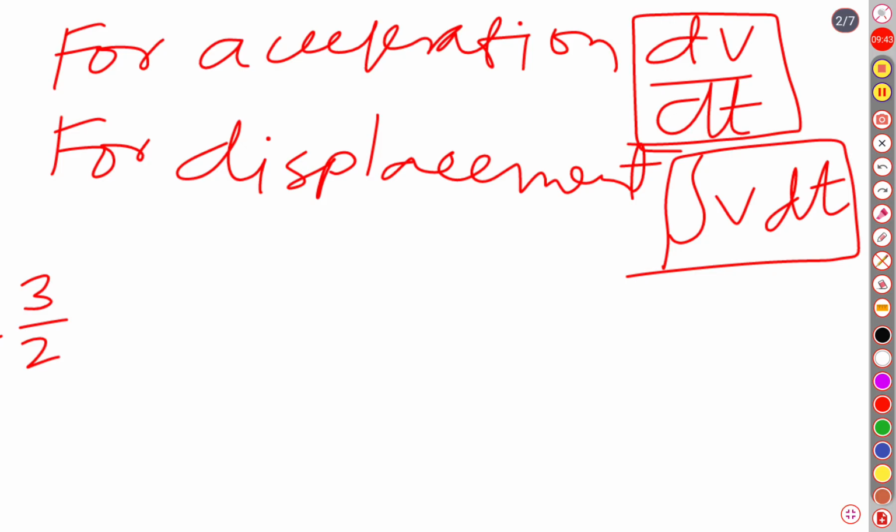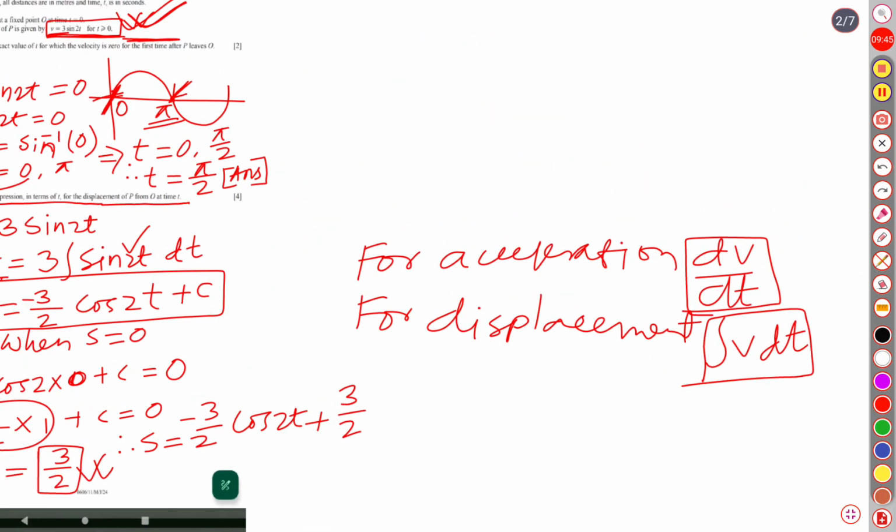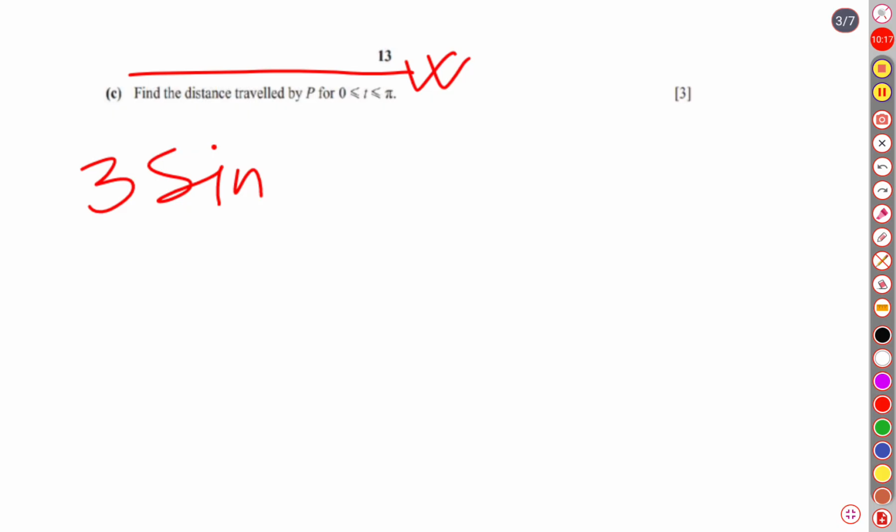Let's see what the immediate next question says. Part c says, find the distance traveled by P from 0 until pi. That means the domain of t is from 0 to pi. For distance, we have already come to know that integration is needed. Let's see how the graph looks. Our velocity function, not the distance function, was 3 sin 2t.